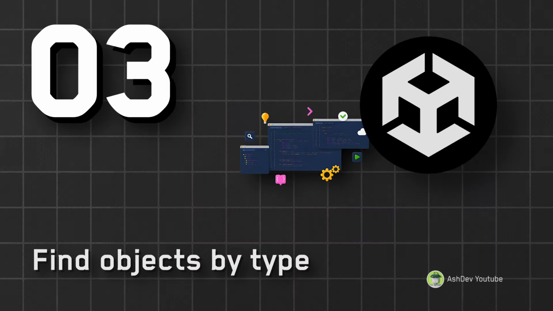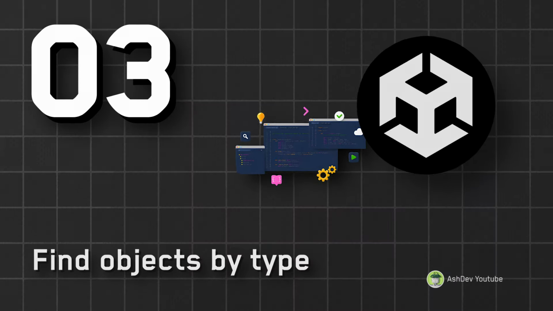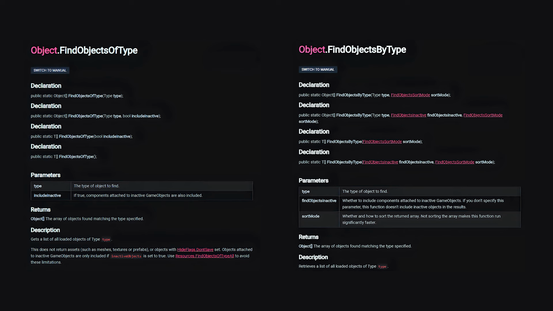Tip number three is about find objects by type. If you want to get all the instances of some class present in a scene, then there are two methods you might be familiar with: find objects of type and find objects by type. Both return an array of objects, but there's a catch in terms of performance you should know about.